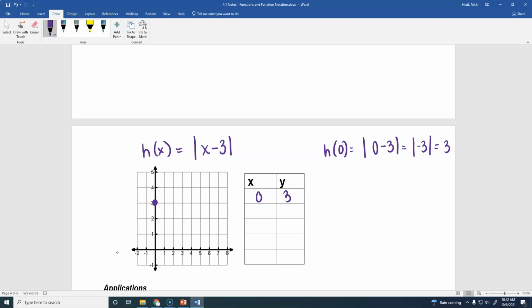The absolute value bar washed away the negative. So you should have a point 0, 3, which is right here. That's all we've got right. So 1 minus 3, what does that give you? Negative. So what does the absolute value bar do? It takes it away. So for 1 it will be positive 2.